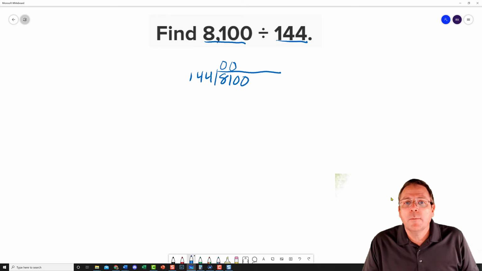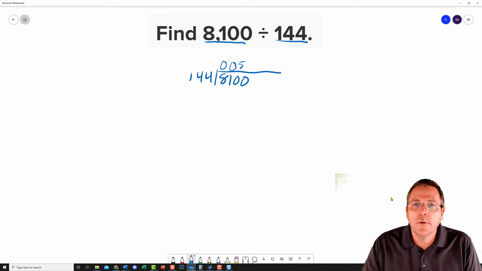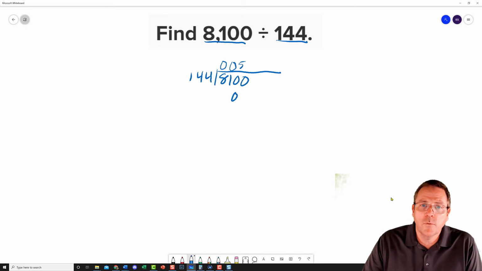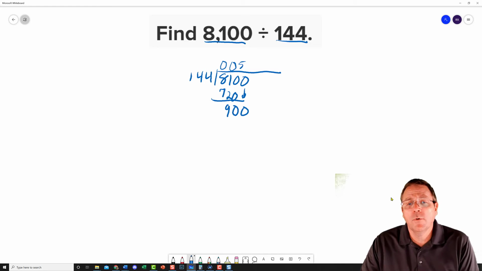So let me get rid of my imaginary things there. I'm going to do 5. 5 times 4 is 20. 5 times 4 is 20 again, plus 2 is 22. And then 5 times 1 is 5, plus the 2 from the 22 is 7. And when I subtract that out, I'm going to get a 0 and a 9 left over. And now we're going to take that 0 and bring it down.